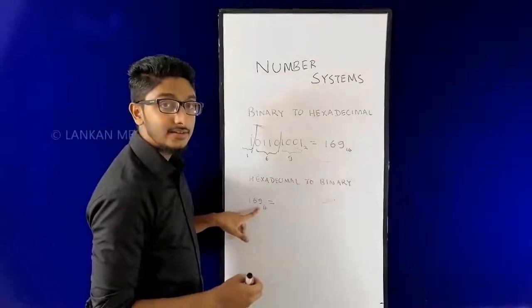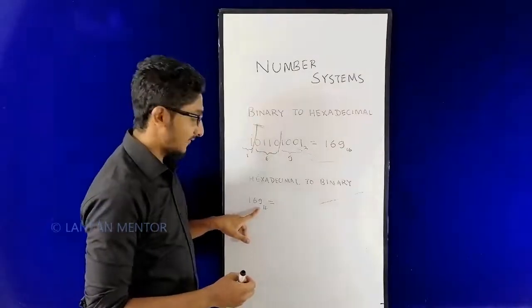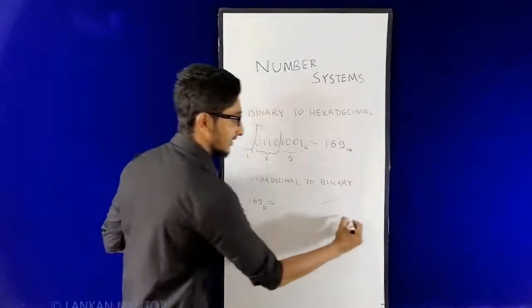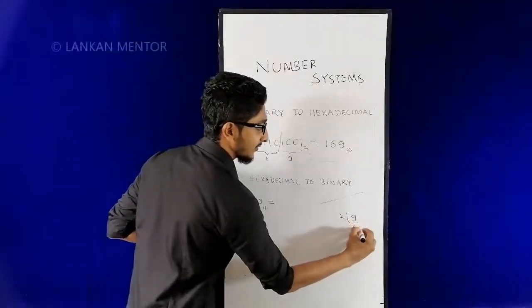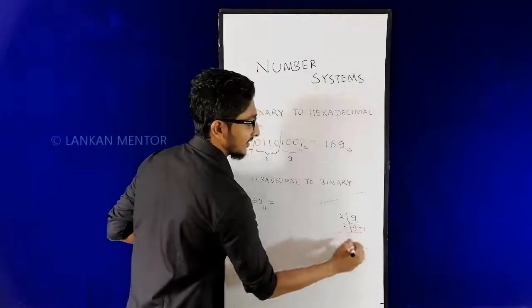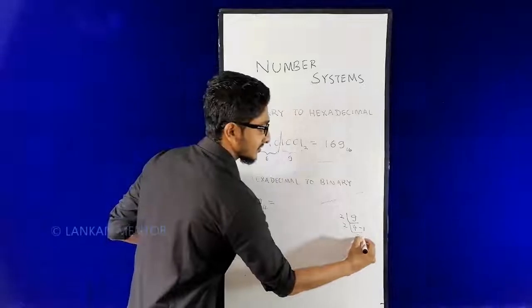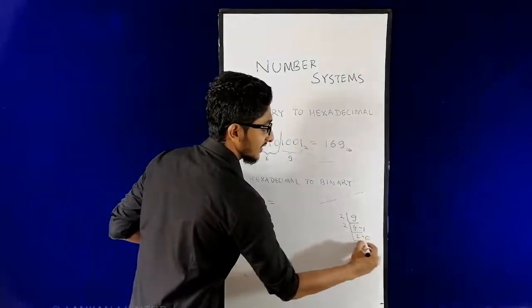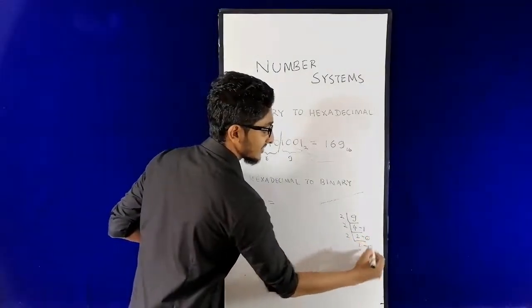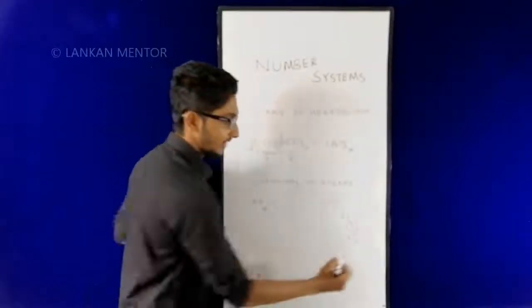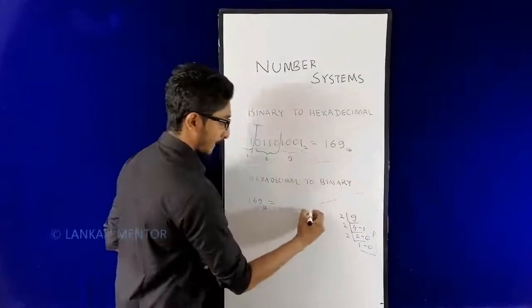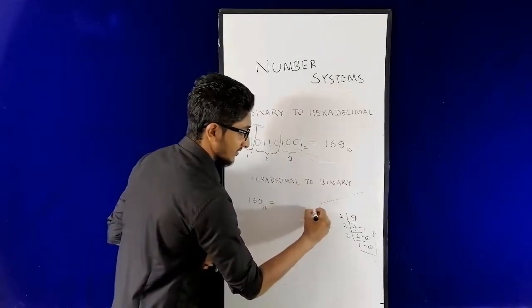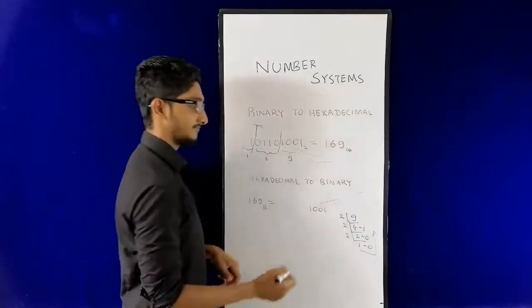You find the binary value of 9 first. 9 divided by 2 is 4, 1 remainder. 4 divided by 2 is 2, 0 remainder, 1, 0 remainder. Right? Now you see 1, 0, 0, 1. You can write 1, 0, 0, 1.